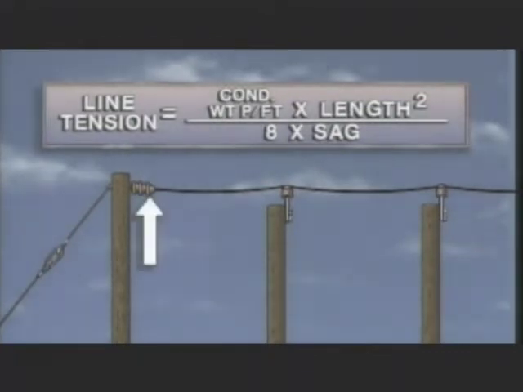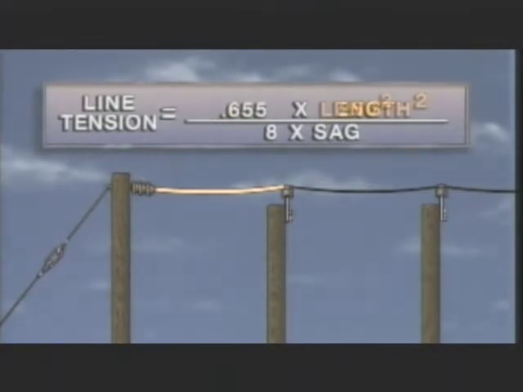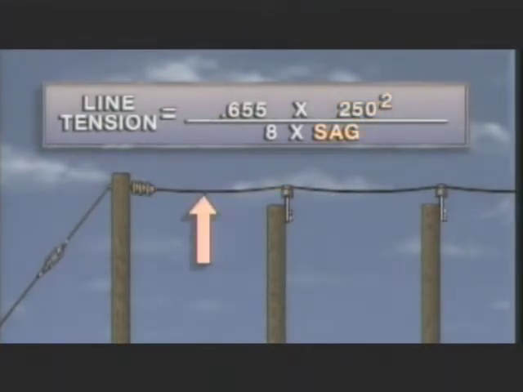Let's say that the dead-end insulator on this pole has to be replaced. In order to plan the rigging for this job, the tension of the conductor pulling on the pole should be determined. Again, let's say that the conductor is 477 MCM ACSR. Well, we know from our earlier example that the conductor weighs 0.655 pounds per foot. In this illustration, the length of the span is 250 feet, and the sag is 48 inches, or 4 feet. Sag can be determined by using company charts or by using measuring instruments.